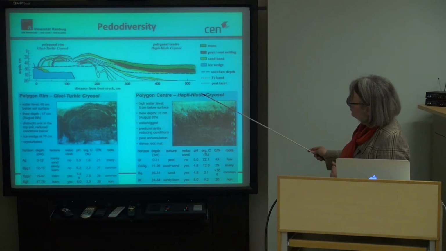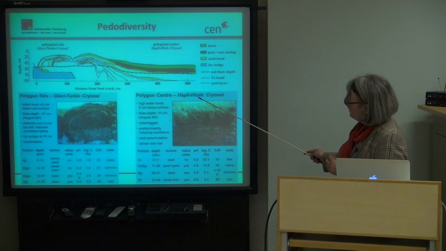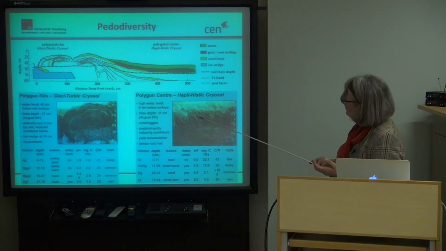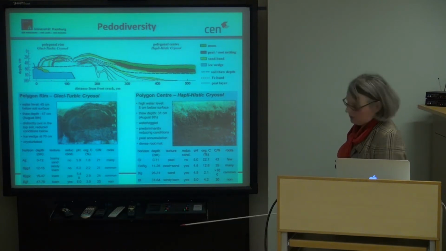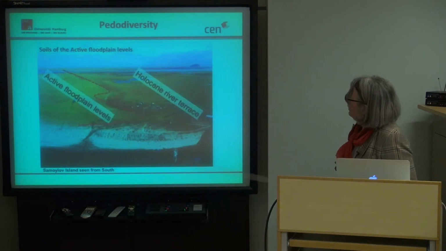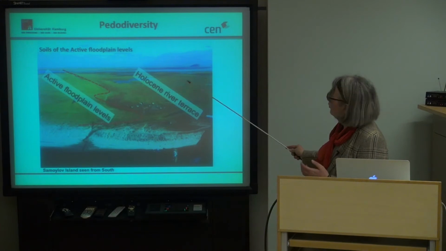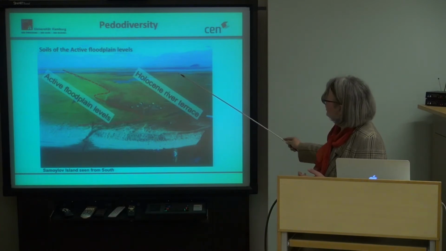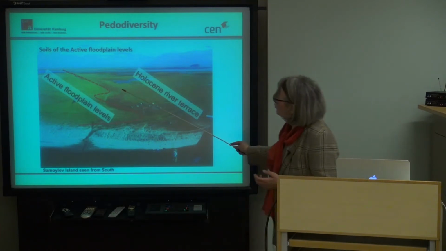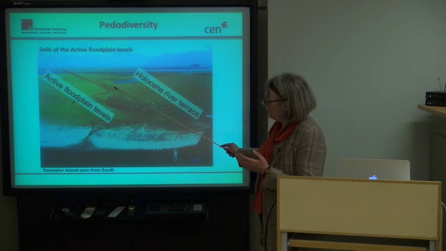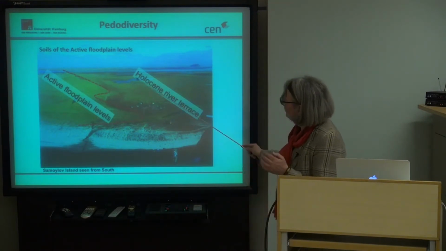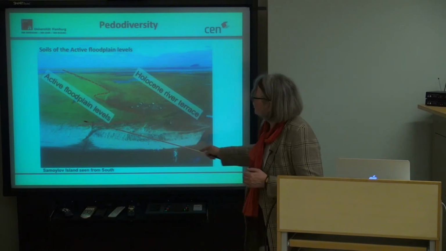The important thing is standing here. We have a histic, peaty, a little bit like peat accumulation in this cryosol. So now this was the main important soil, or we can say soil complex, here on the Holocene river terrace. Now we switch over here. It's only maybe half a meter, or in some cases more than 1 meter, to the active floodline.